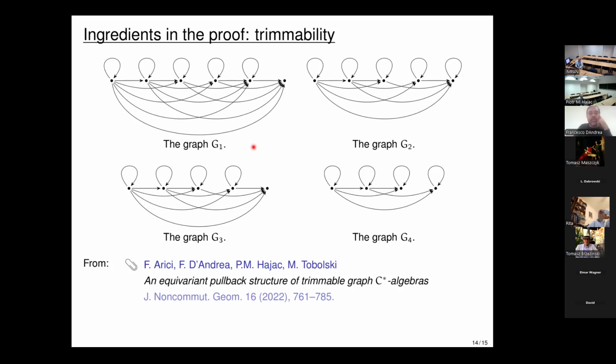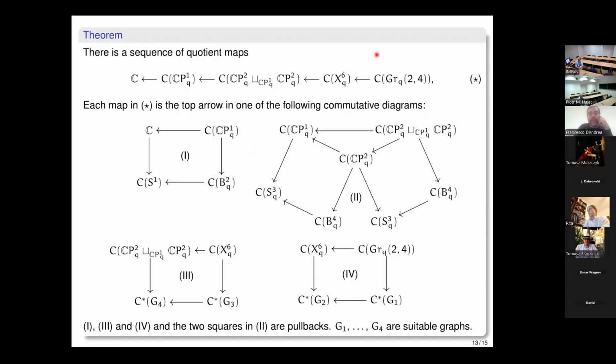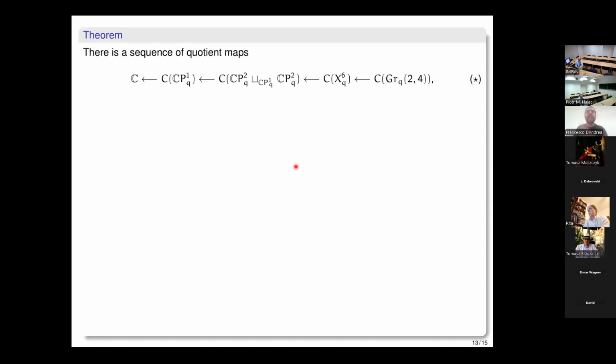You take this graph here, G1, which is obtained from the graph of the bundle of the Grassmannian by removing one loop. What I'm doing is using a theorem from my paper with Francesca, Piotr, and Mariusz about trimmable graph C-star algebras. From this total space, I kill this loop. If I do this, the core of this graph C-star algebra is what I denote by X_6. This is the first step in our decomposition. Here you get the core.